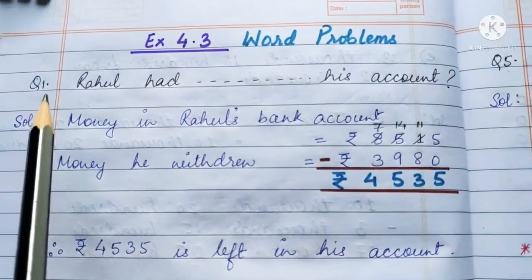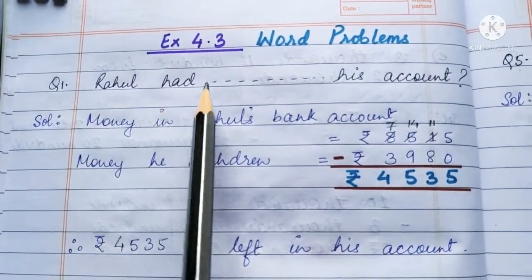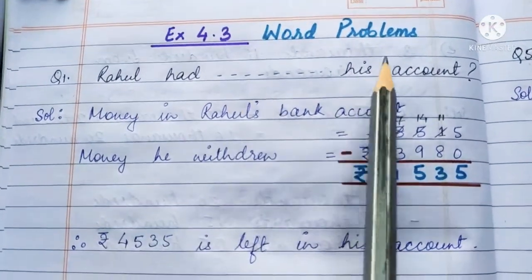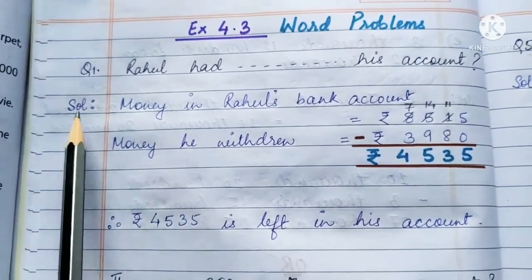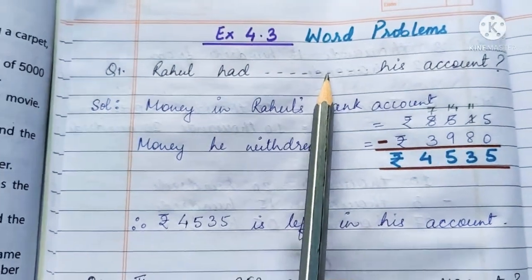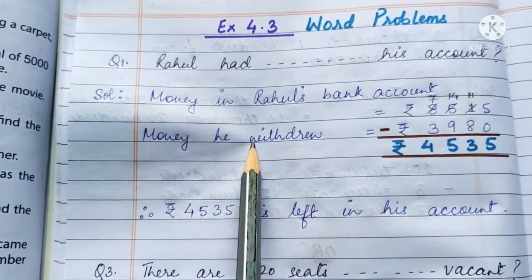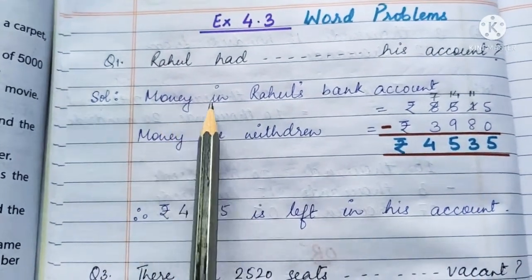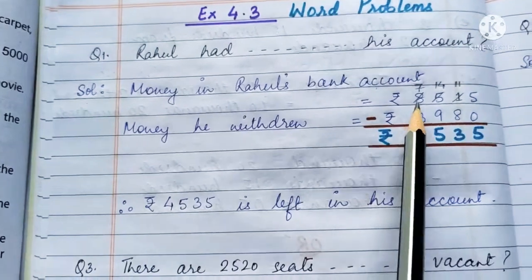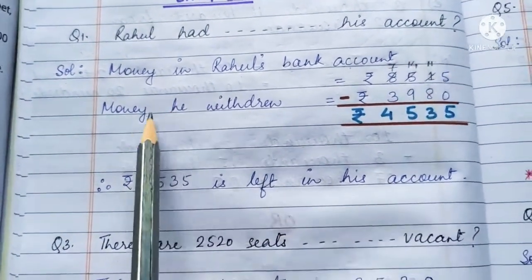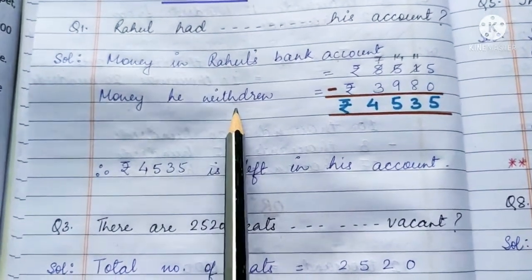Students, while solving these word problems in the maths notebook, you don't have to write the question. You can simply write like this. So the solution is, whatever information was given in the question, we have to make statements with the help of the same. So the first statement will be money in Rahul's bank account. That is rupees 8,515. Money he withdrew, the amount which he took out from the account.